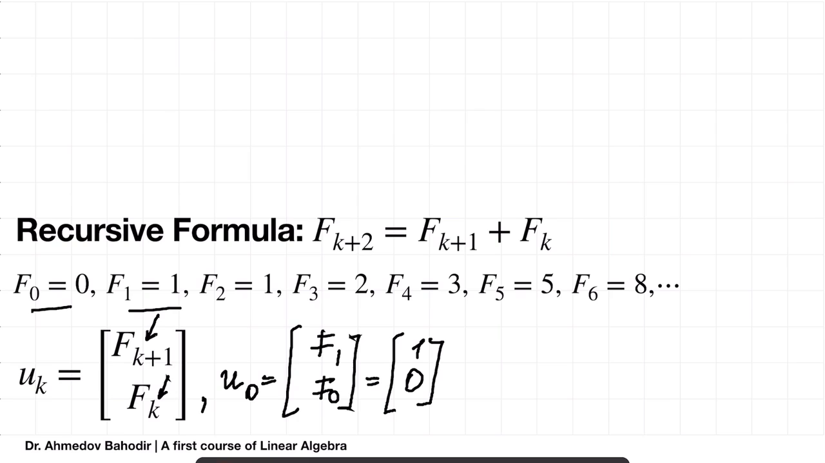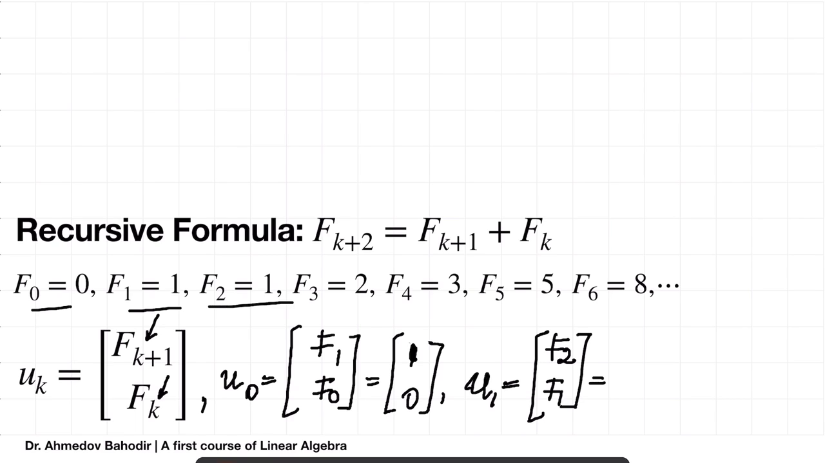So essentially, this vector u0 is going to be equal to 1 and 0. Well, 1 and 0. So the vector u1 is, in this case, going to be f2 and f1. And if you look at this sequence, you see that this is going to be 1 and 1. So in general, uk is going to be equal to fk plus 1 and fk.